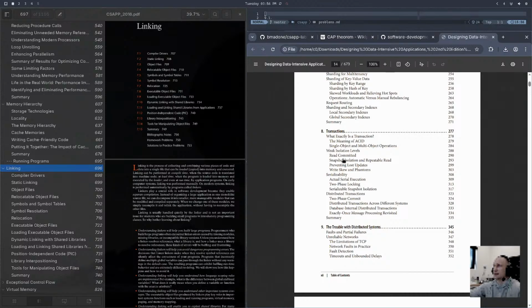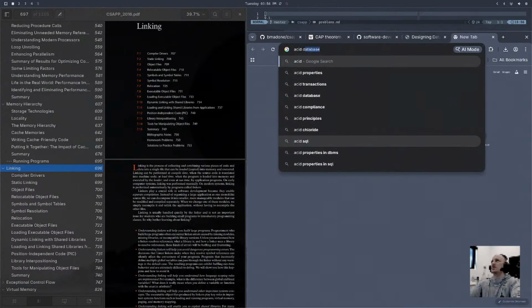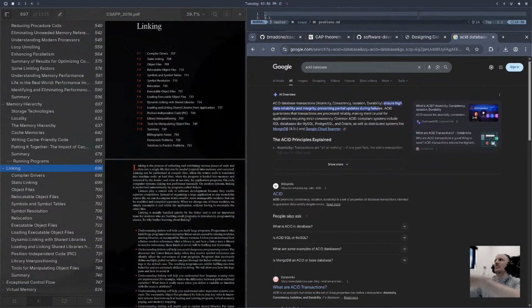Transactions, isolation levels. So ACID is another acronym for atomicity, consistency, isolation, durability. D is durability, and I is, I think, isolation. So it's atomicity, consistency, isolation, durability. I think that's what it is. ACID databases. Yeah, atomicity, consistency, isolation, durability.